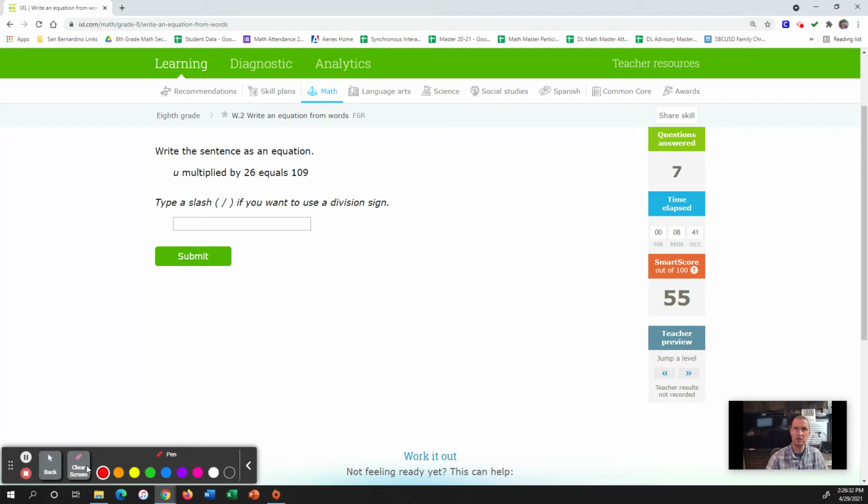All right, next up, we got U multiplied by 26 equals 109. So U, we're going to use that little star, multiply by 26. And the word equals means equals. Very straightforward problem. This one came out really nice. So U, hit the star key for the multiplication, 26 equals 109.